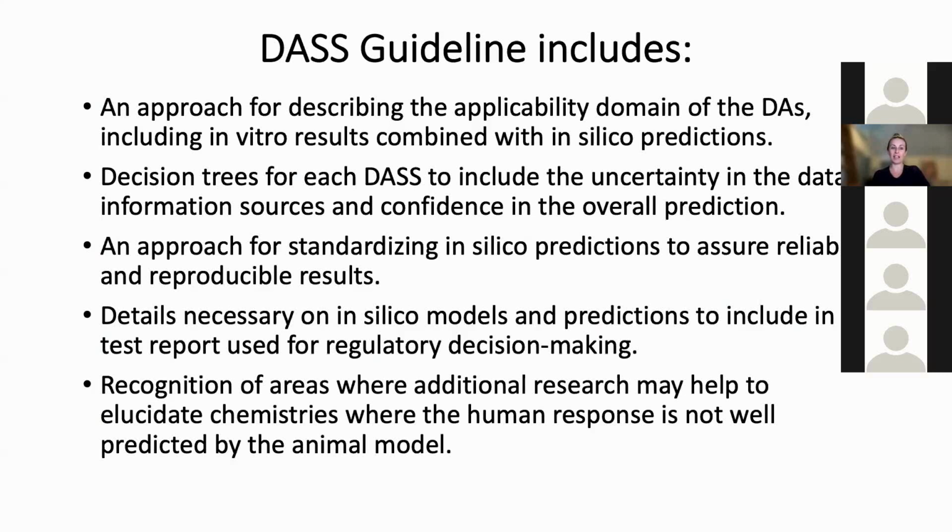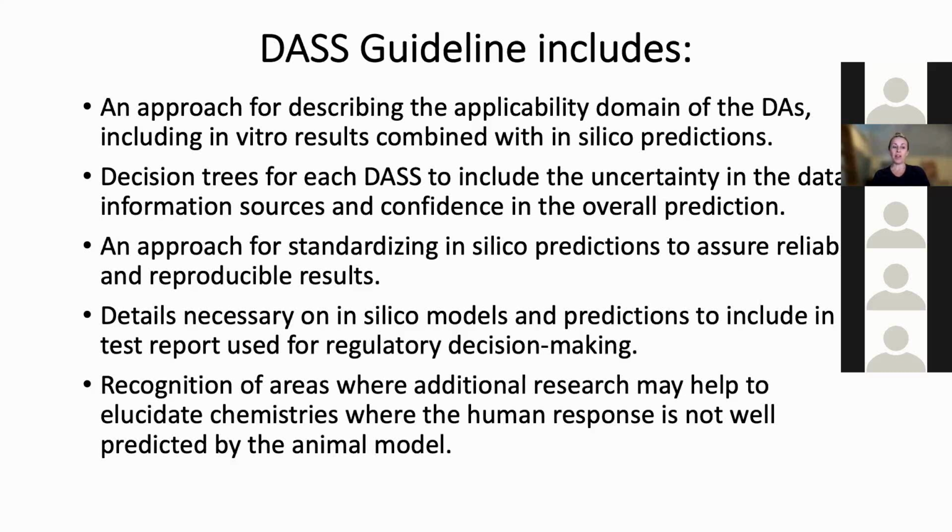So within the DA guideline, we have things like an approach for defining the applicability domain of the defined approaches, and that includes the applicability domain of each of the information sources, so both in vitro and in silico. We have decision trees for each defined approach that characterize the uncertainty within those information sources and give you a degree of confidence in the overall prediction, and I will walk through those for you in subsequent slides. We have approaches for both standardizing and reporting in silico predictions, because this, again, is the first time that an in silico information source has been included in an OECD guideline.